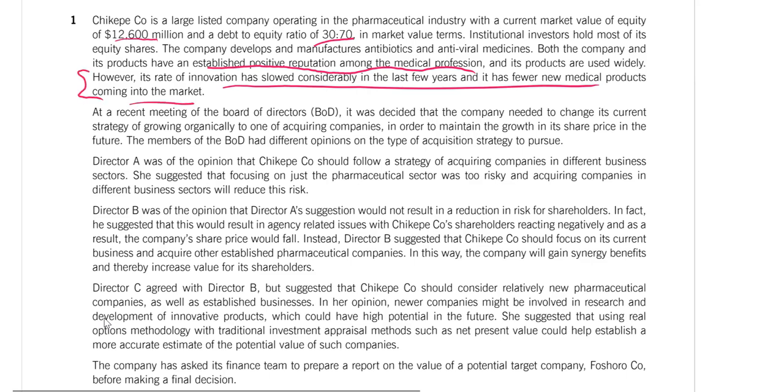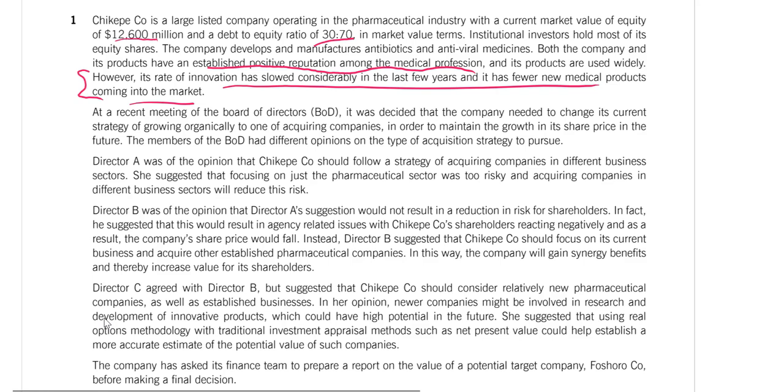At a recent meeting of the board, it was decided that the company needed to change its current strategy of growing organically to one of acquiring companies in order to maintain the growth in its share price in the future. Previously, the company grew organically, and now the company wants to grow inorganically. The members of the board had different opinions on the type of acquisition.